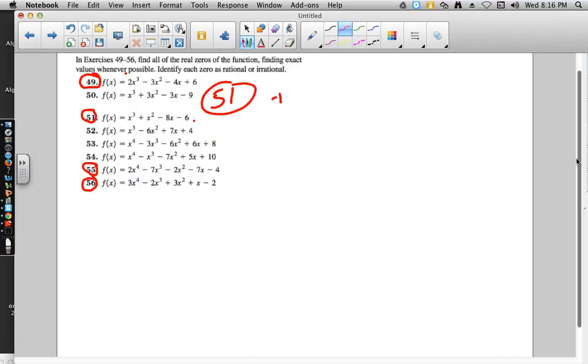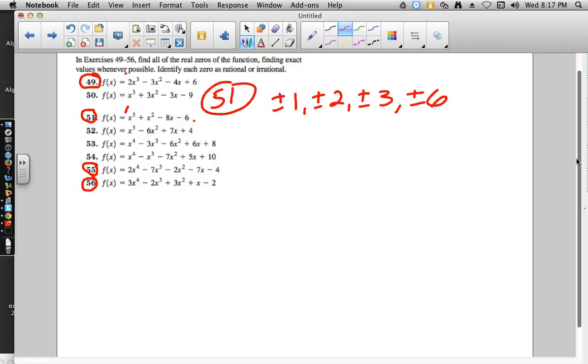There's a 6 in the back. Plus or minus 1, plus or minus 2, plus or minus 3, plus or minus 6 are all the factors of 6. And in the front, this is just 1. So dividing any of those by 1 is just going to get us those back. And then we would grab our graphing calculator and we would check and see what it's giving us for zeros.